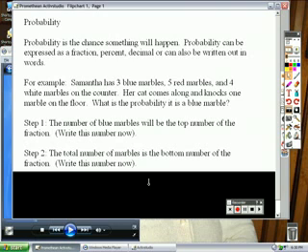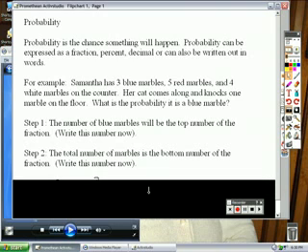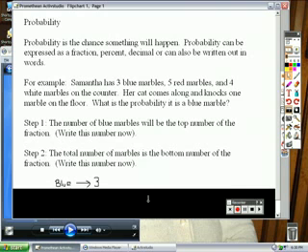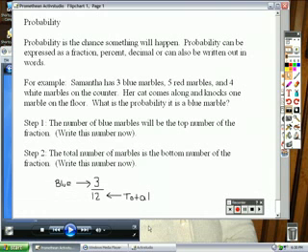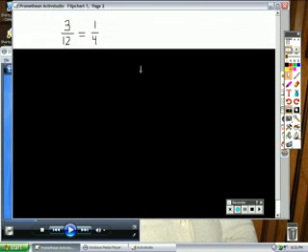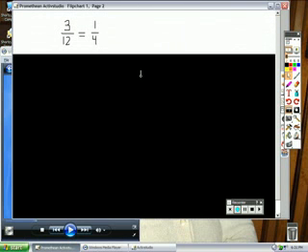The number of blue marbles is 3. That is our numerator. The number of total marbles is 12. That is our denominator. Our fraction is 3/12. Your answer may be expressed in lowest terms. Three-twelfths can be simplified to equal 1/4.